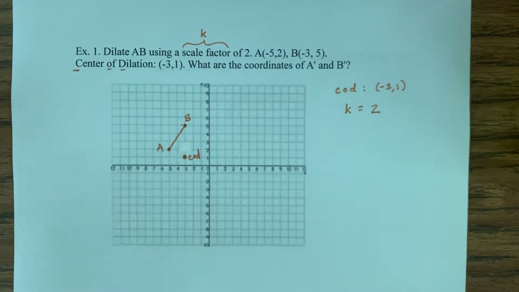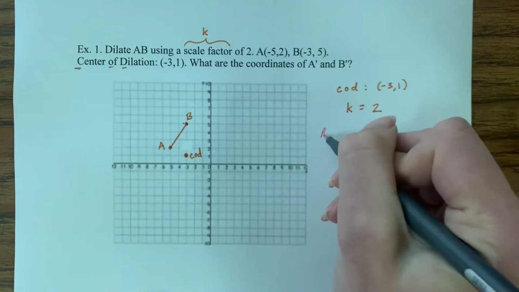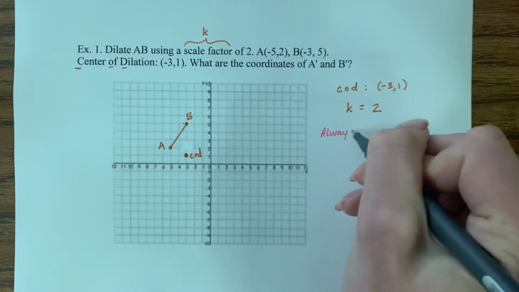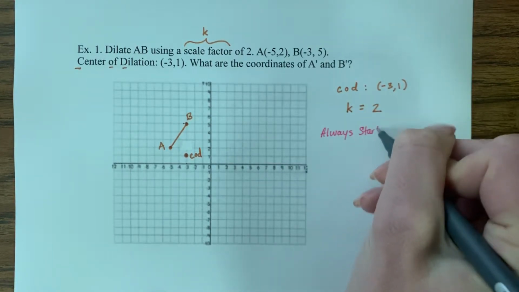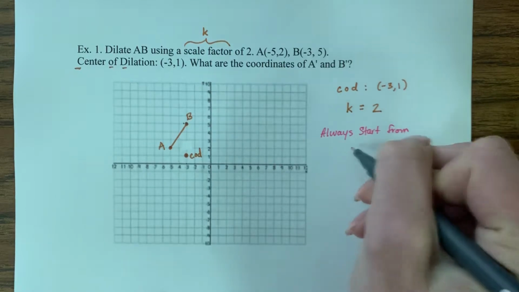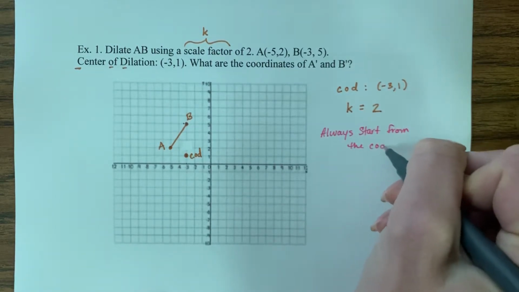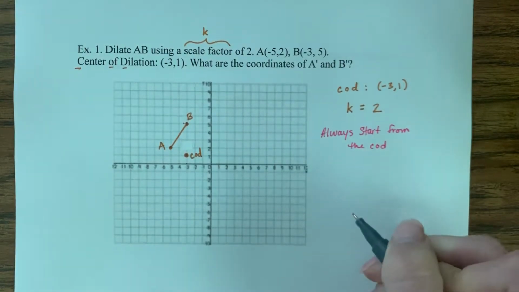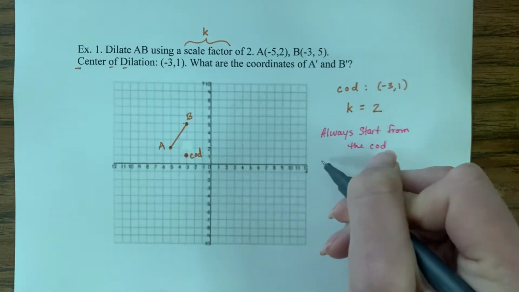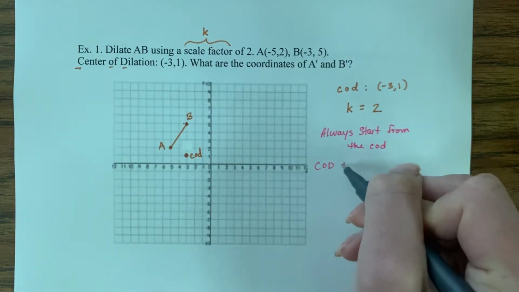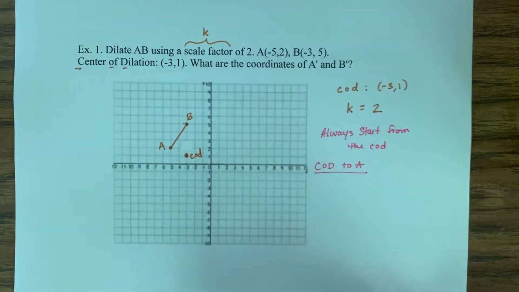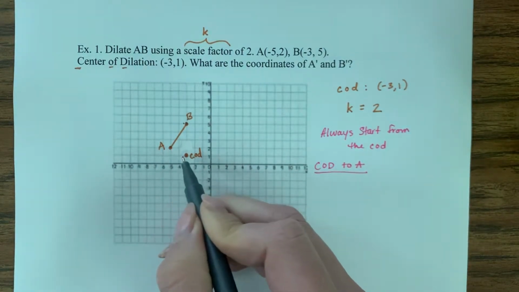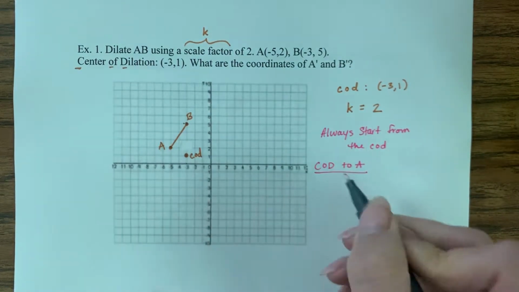So how I solve these problems is by making a little chart. Remember, we always start from the COD. So I make a little chart that basically says, all right, if I was going to go from the COD to A, how would I get there? So from the COD to A, I would go to the left 2 and then up 1.